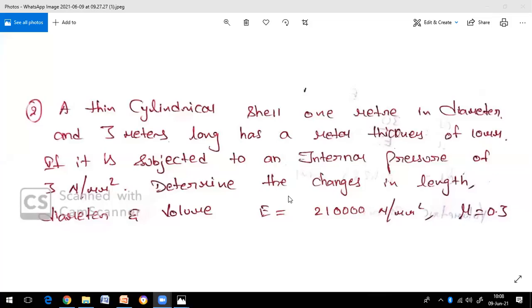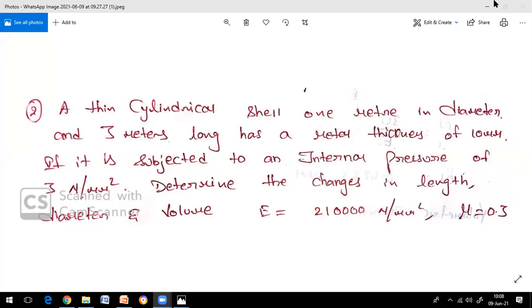Yeah, is the problem visible? Please see: a thin cylinder shell 1 meter in diameter and 3 meters long has a metal thickness of 10 mm. If it is subjected to an internal pressure of 3 Newton per mm square, determine the change in length, change in dia, and change in volume by taking Young's modulus as 2.1 into 10 power 5 Newton per mm square and mu as 0.3. Tell me which formulas are going to be useful to calculate these.